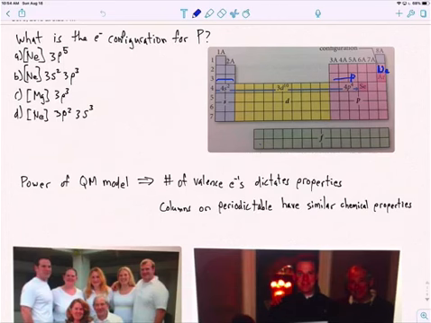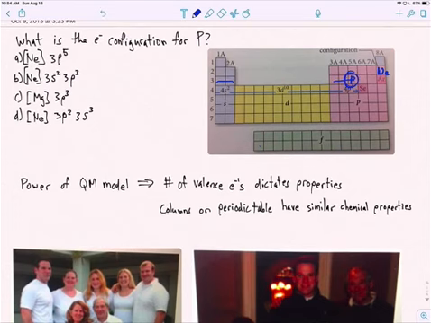Okay, so let's see if you're following. If you just finished the last lecture, what is the electronic configuration for phosphorus? Phosphorus is right here. So the answer is it's neon's configuration, then 3s2, 3p3. So this is the right answer.